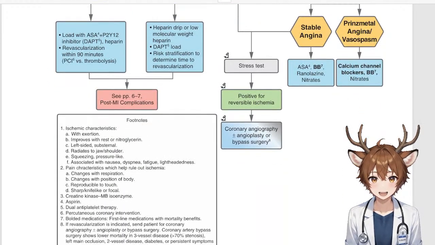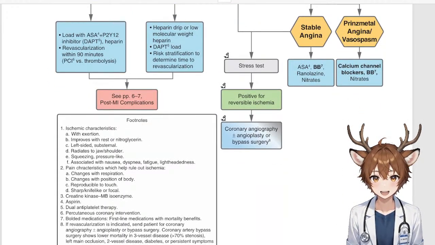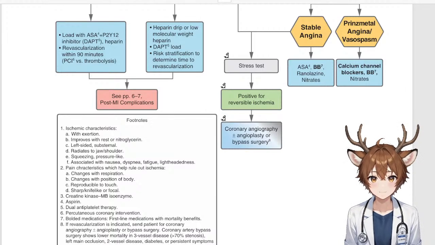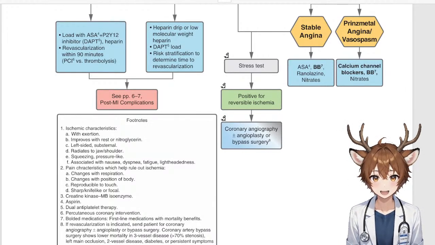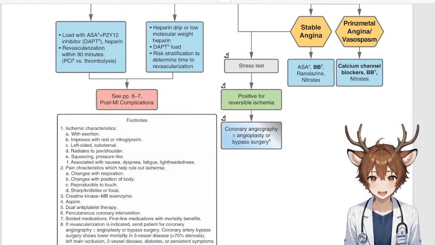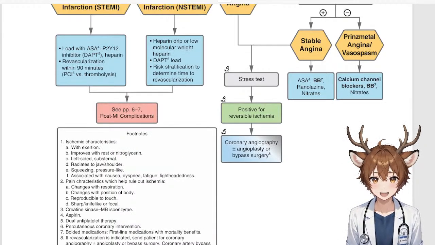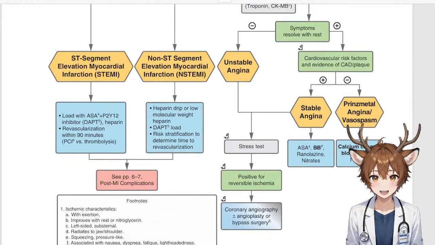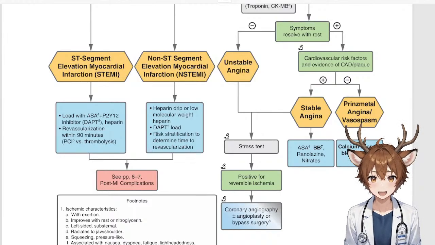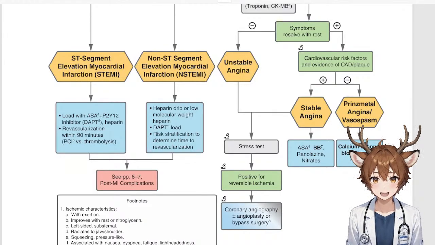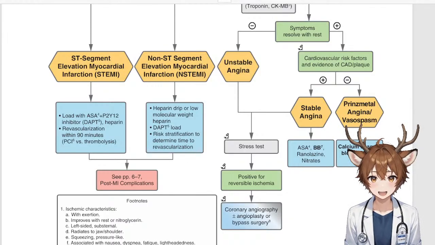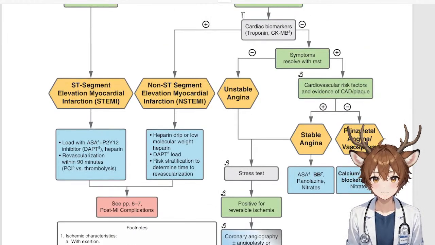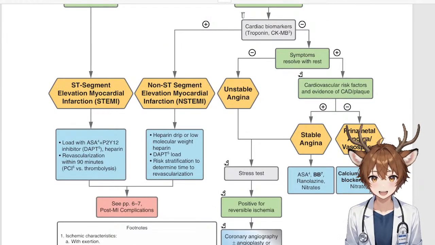So these are just footnotes, basically. For aspirin, aspirin is aspirin. DAPT, dual antiplatelet therapy. PCI, percutaneous coronary intervention. And then let's say, for example, we took these drugs: aspirin, a P2Y12 inhibitor, heparin, and so forth. We did revascularization within 90 minutes. We can talk about the post-MI complications on pages 6 and 7.